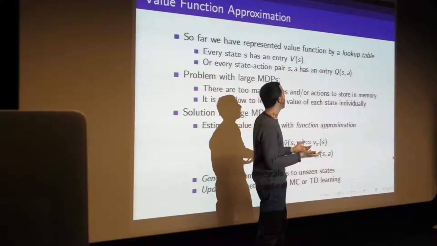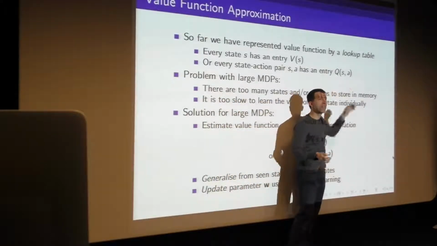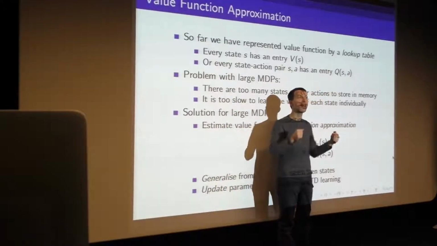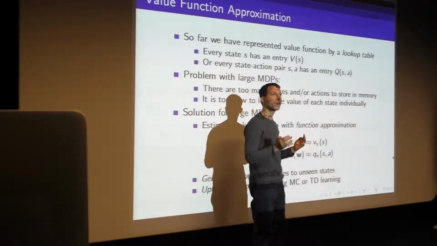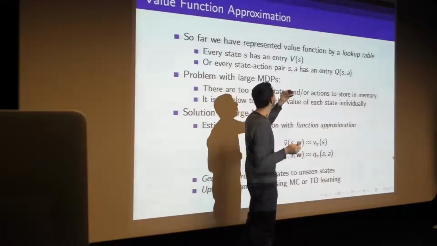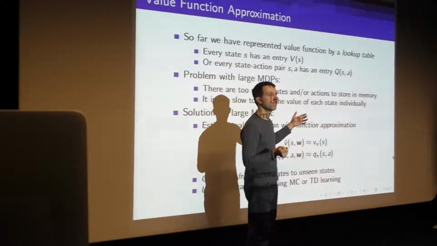But again, so far we were just restricting ourselves to this giant table that has an entry for every state and also for every action. So think of this as a two-dimensional table for all states in your state space and all actions in your action space. We had a separate entry in the table.